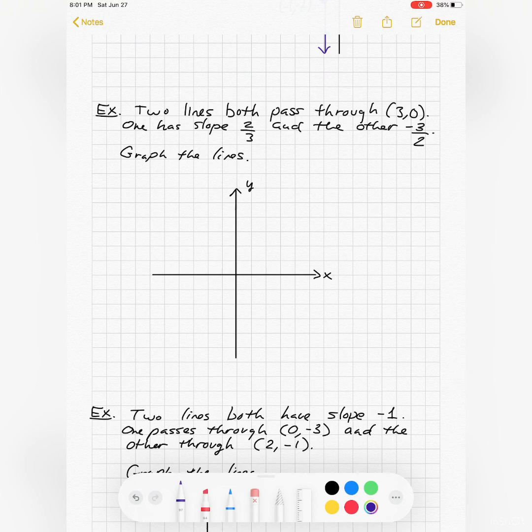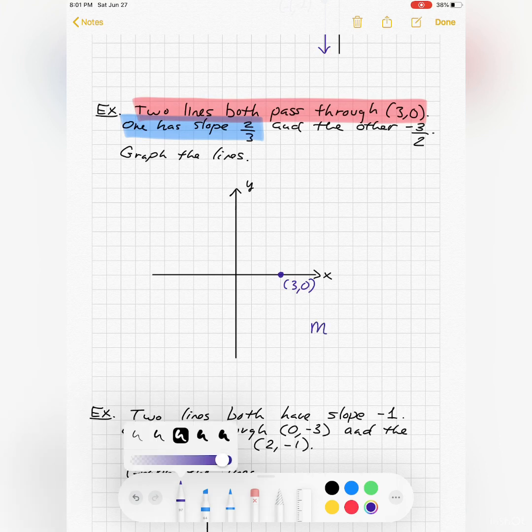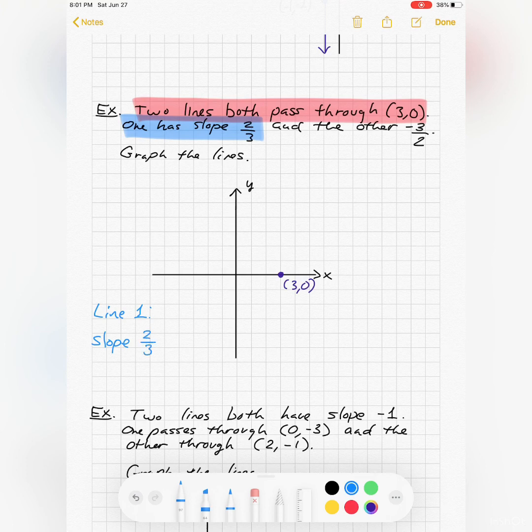Let's see, 2 lines both pass through (3, 0). One has a slope of 2/3. Let me start with that one. So starting at (3, 0) here, my first line has a slope of 2/3. Okay, so remember what that means.